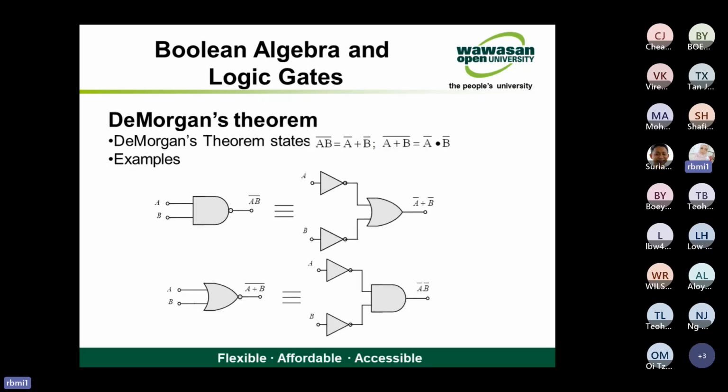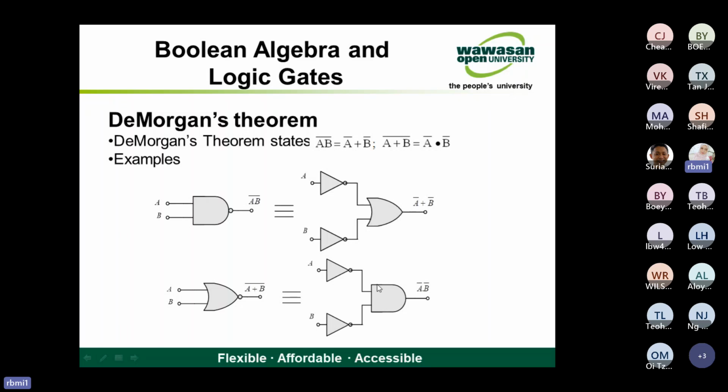So we have De Morgan's theorem. It states these conditions. If we have this long bar here, we can divide it into A bar plus B bar. If we have this one here, we can have this condition. We can write it in two parts. This is the first part and this is the second part. So these are the examples of De Morgan's theorems.